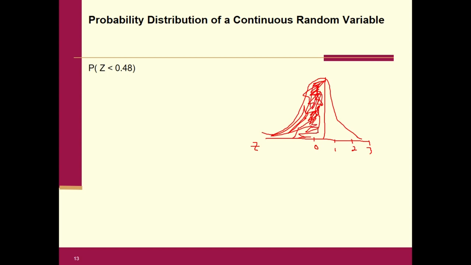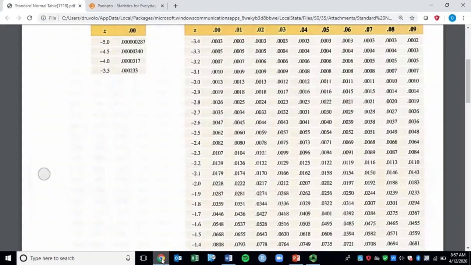So let me ask you something. How much area is from 0 all the way over to negative infinity? Technically this is not stopping anywhere. That's 0.5, right? And so we shaded in just a little bit more than that. So maybe our answer is going to be a little bit greater than 0.5, but certainly less than 1. So we gotta look up 0.48. Alright, so let's go ahead and go back to our table.